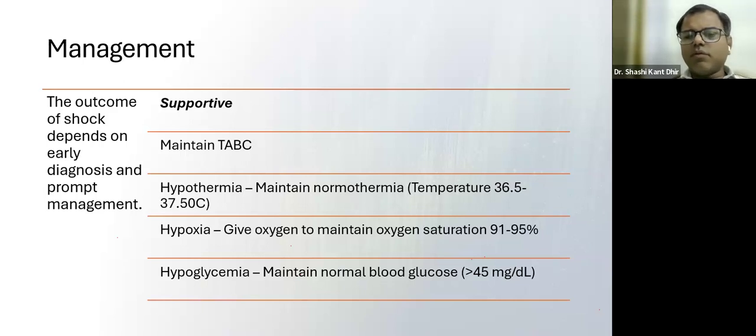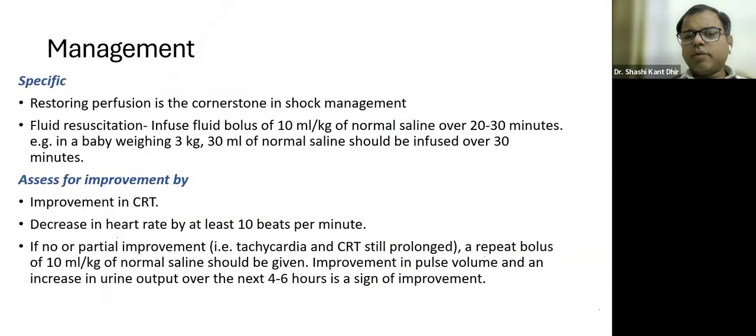So if the baby is hypothermic, we have to maintain the temperature. If the baby is hypoxic, so any baby who is in shock, we should provide oxygen because perfusion is already less. So whatever means we want to give, if the baby is not on any support, give prong, if it is CPAP or whatever is the requirement of the baby, but oxygen has to be given to maintain the saturation of the baby in the target range. If the baby is having hypoglycemia, we have to maintain the normal sugar, right? So specific perfusion is important.